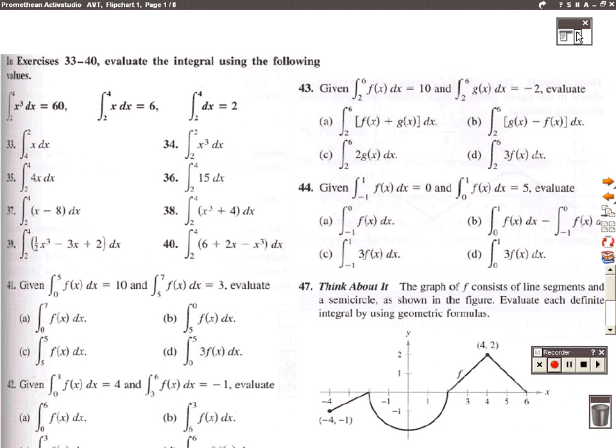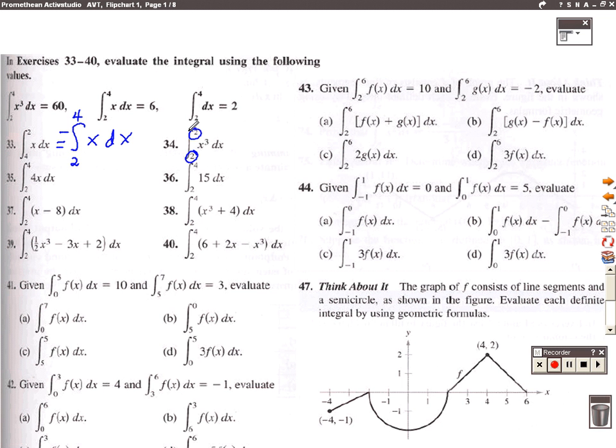Problem number 33. I think that you can see in number 33, the only thing that's going on here is that the bounds have been reversed. So you're going to turn those bounds around and rewrite it from lower bound 2 to upper bound of 4. And when you change the bounds, when you change direction, you change the sign. So the integral from 2 to 4 of x dx is already given to be 6, and so the answer would be -6.